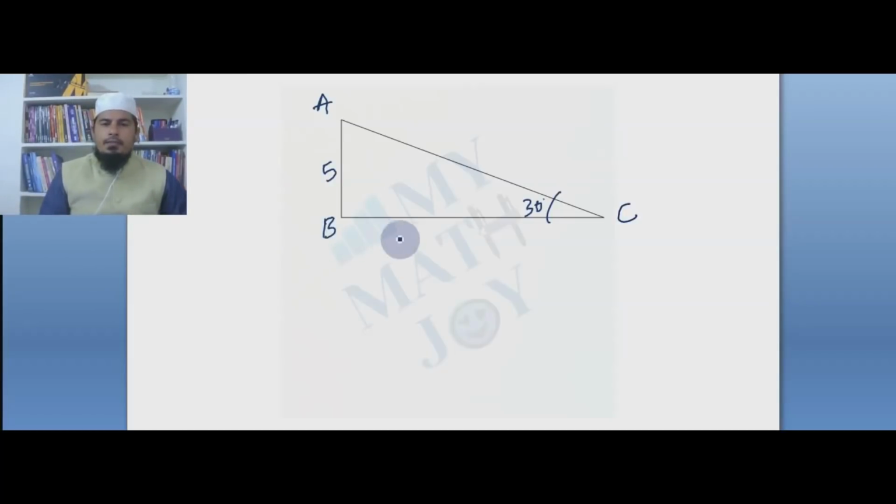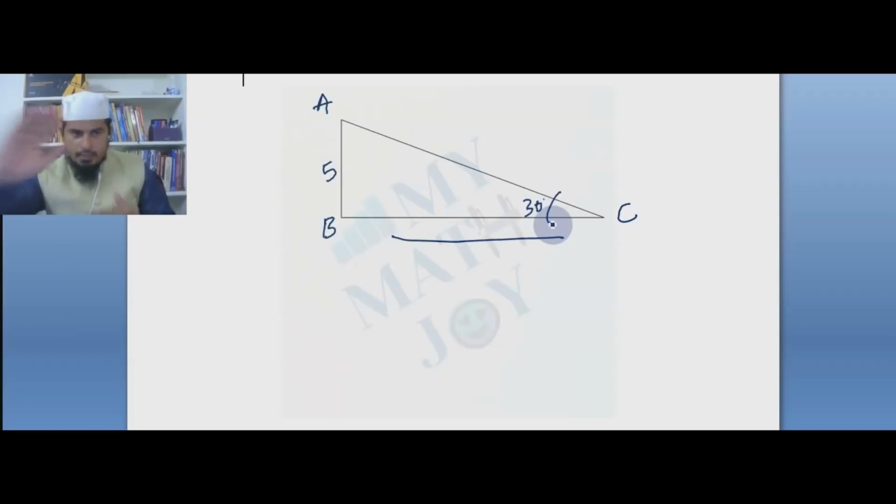Now let us find the BC value. In the first step, let us find BC. If you want the BC value, take what side is given and what the name of the side is which we want to find. The given side is AB, and it is called the opposite side. If you see, 30 degrees is here, and this side is opposite to it. And I want to find BC, and BC is the adjacent side.